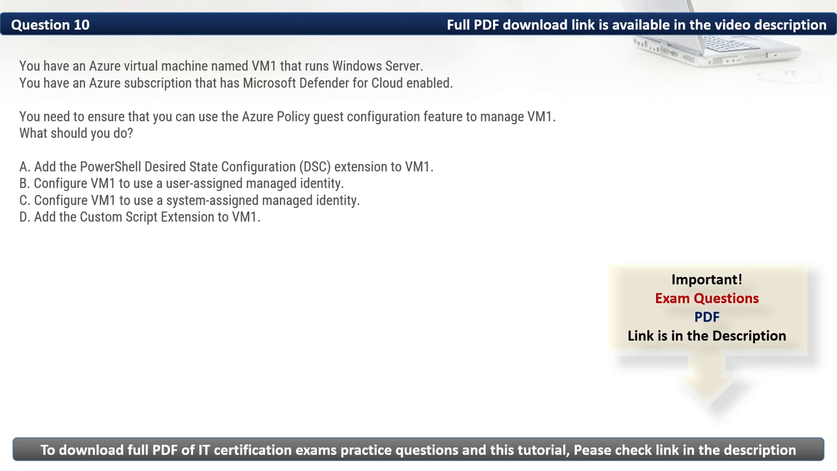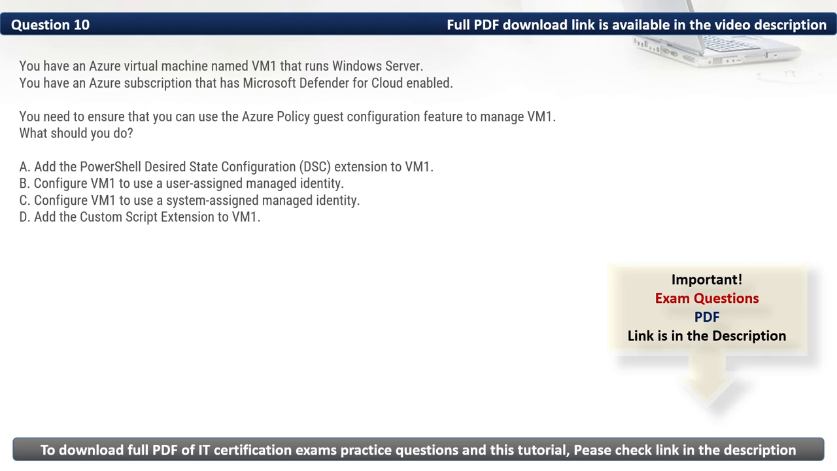We have A. Add the PowerShell desired state configuration extension to VM1. It is used for configuration management but not required for Azure Policy Guest Configuration. Then we have B. Configure VM1 to use a user-assigned managed identity. Guest configuration specifically requires a system-assigned identity. Then we have D. Add the custom script extension to VM1. It runs scripts but does not support guest configuration policies.